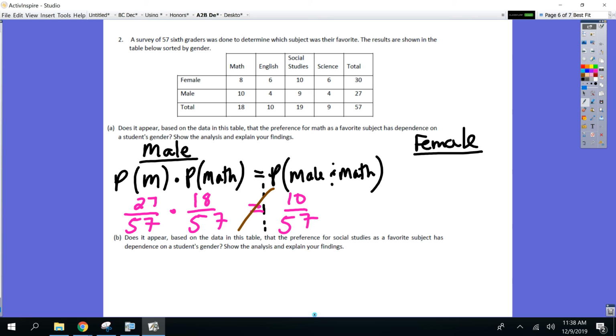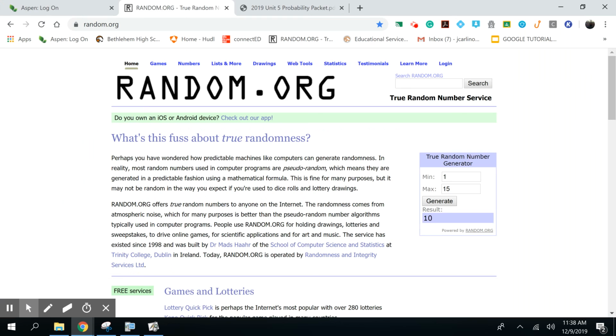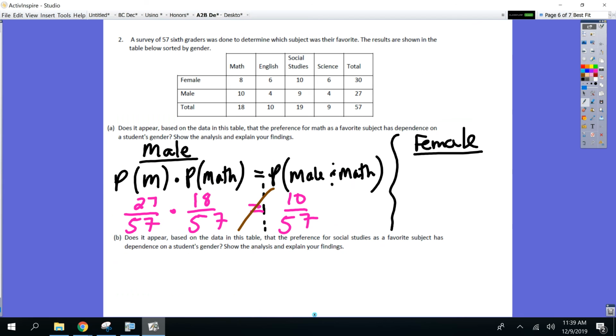Okay, here we go. Female. The only thing that's going to change is the probability you're female. So instead of 27 out of 57, what do you have instead? Female. So does 30 out of 57 times 18 out of 57 equal the probability of female and math? How many do you have there? 8 out of 57.